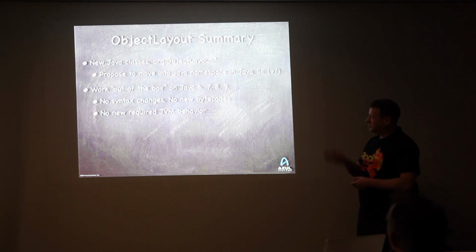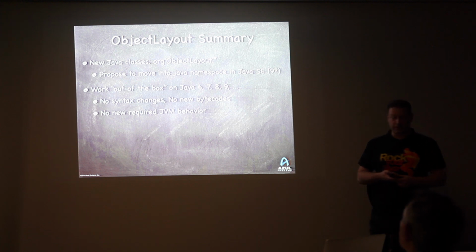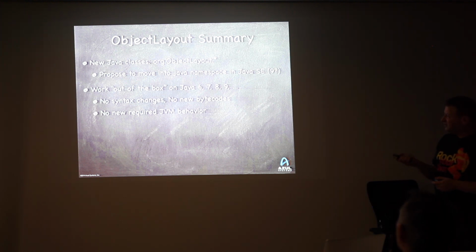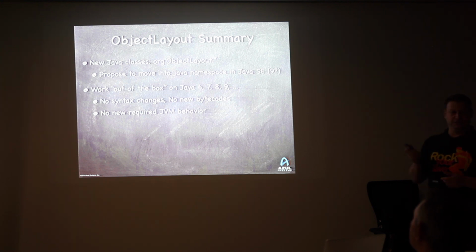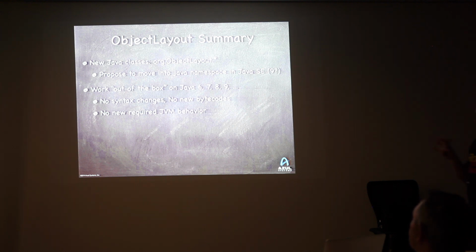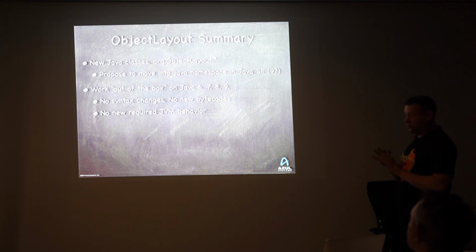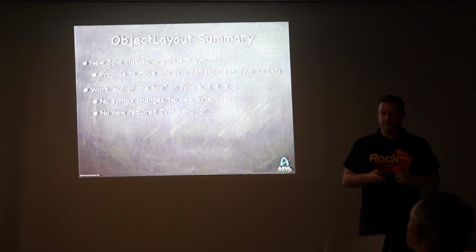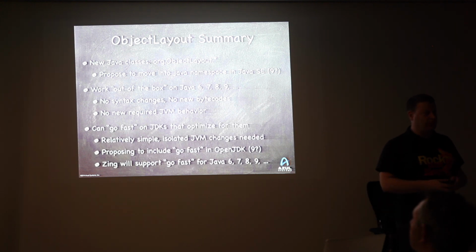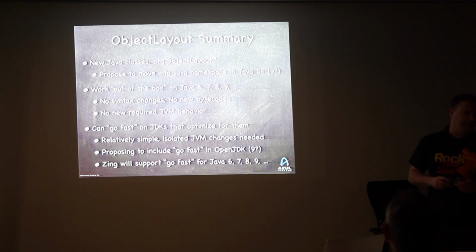So, new Java classes. This will work out of the box on all the Java versions we know of. We're starting with 6. We're kind of arguing whether to move to 7, but we have enough people that are interested in 6, I think. No syntax changes, no new bytecodes, no required JVM behavior. Okay, this just works. We could go fast if people choose to optimize. That's up to the people making the JDKs.